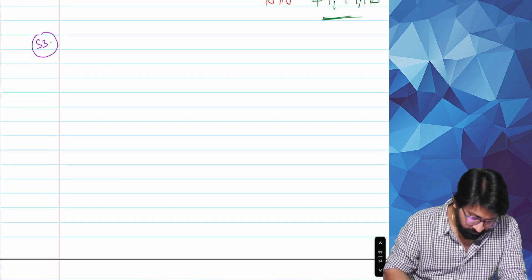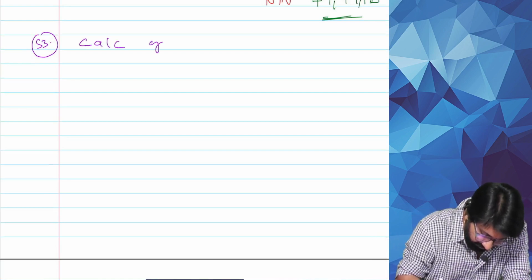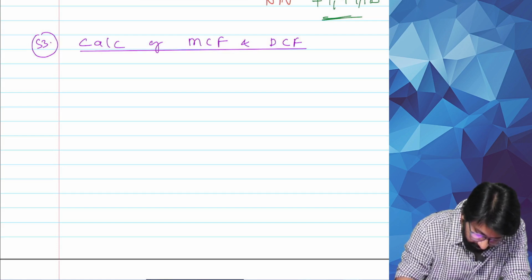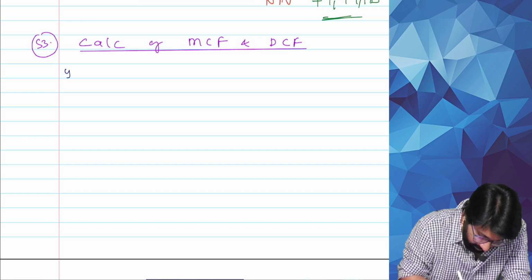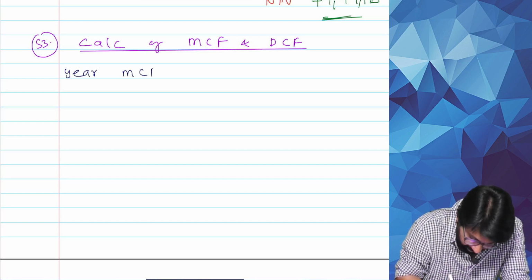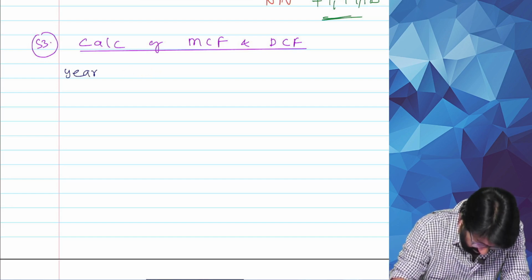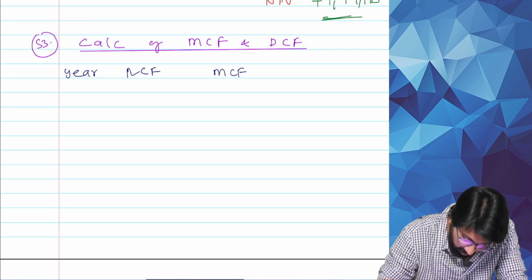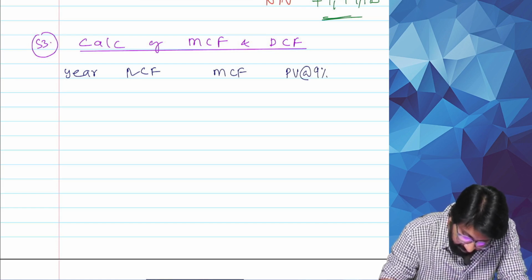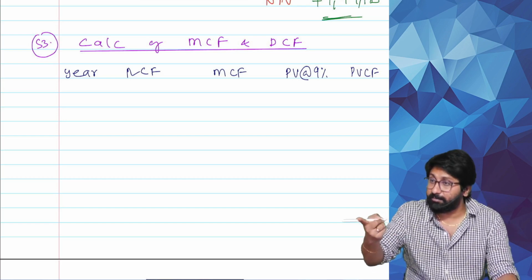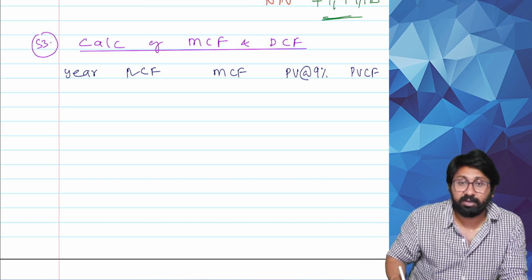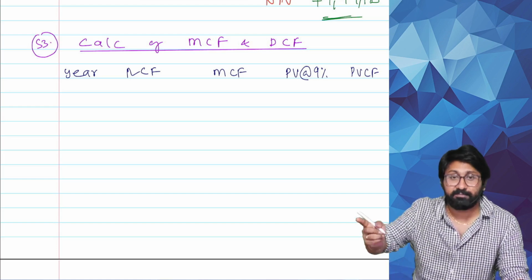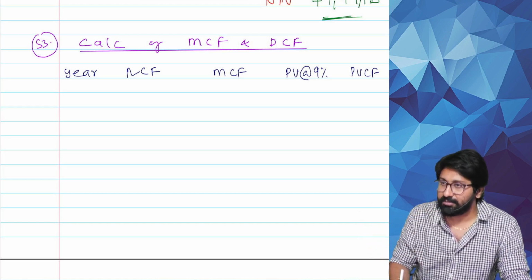Keep the heading: calculation of MCF and DCF. Here, real cash flow, money cash flow, PV at the rate of 9%, PVCF. You might have understood why PV at the rate of 9%. 9% is what rate? Money rate. We are getting which cash flow? Money cash flow. Money cash flow should be brought to present value, means you need to discount using the money rate.